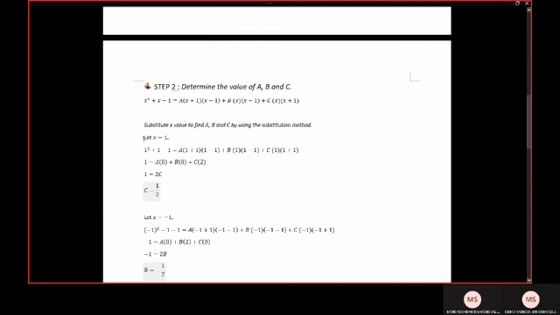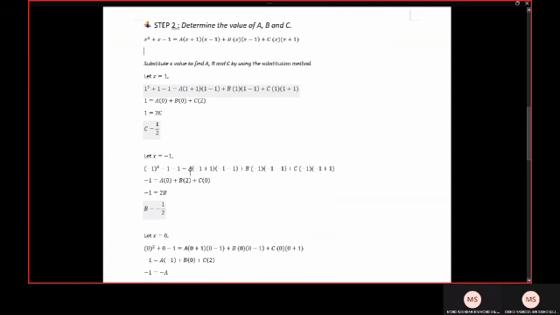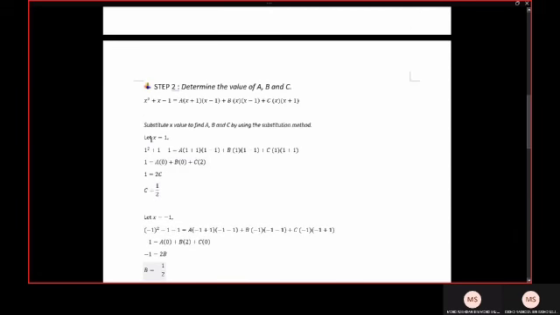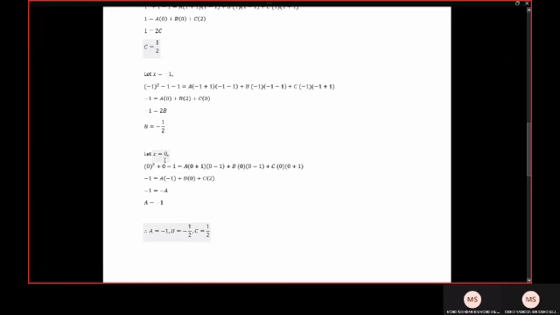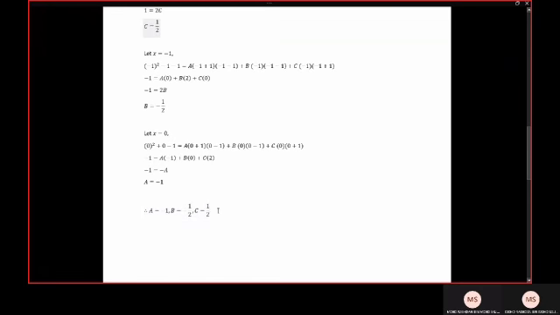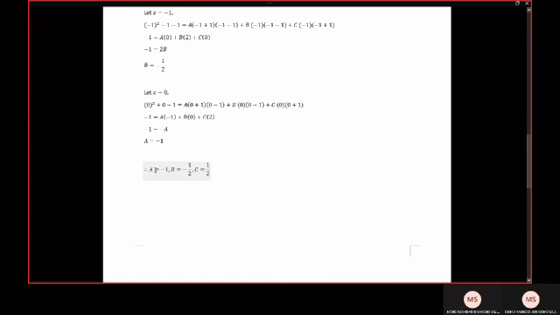So the three values of x, we have to substitute into the equation. The first one here is s equals 1. When we substitute them, we will get C equals 1 over 2. And then for -1, we get B equals -1 over 2. And for 0, we get A equals -1. So when we get these three values, A, B, and C, we can proceed to the next step, which is to substitute A, B, and C.